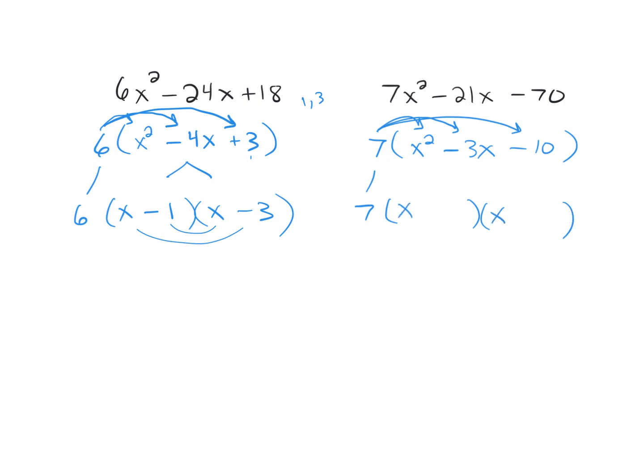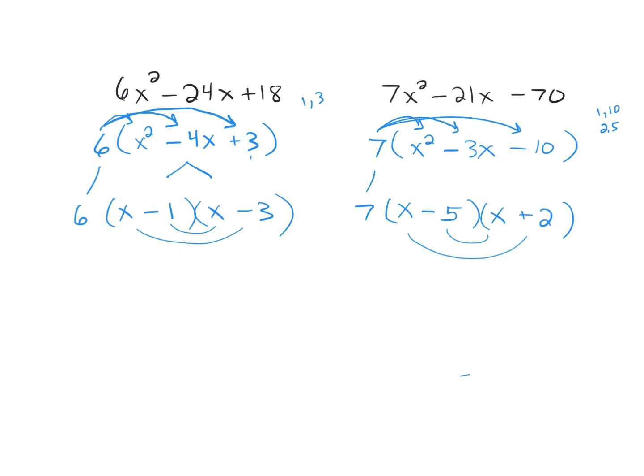And then I look at the factors of 10: 1 and 10, and 2 and 5. So I need two numbers that multiply to give me negative 10, add to give me negative 3, which means one of these has to be positive and one of them has to be negative. And the ones that work are 2 and 5, where the 5 is negative and the 2 is positive. My O and my I is 2x minus 5x. That gives me my negative 3x.